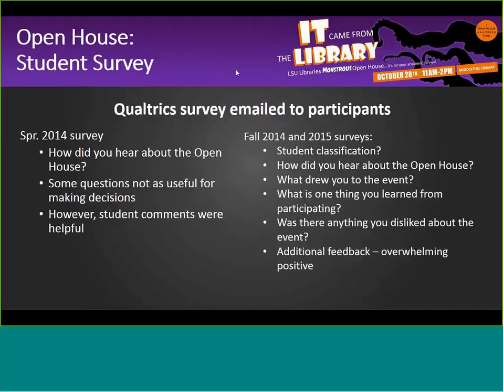So we mailed a Qualtrics survey out to our participants each time. In the spring 2014, we were still fleshing out what things we wanted to track. So we asked them how they found out about our open house. We got an 11% response rate, which we felt was pretty good. We sent that email out about a week after the event, so we sent it out kind of late. I really think if we had sent it out earlier, we would have had a higher response.